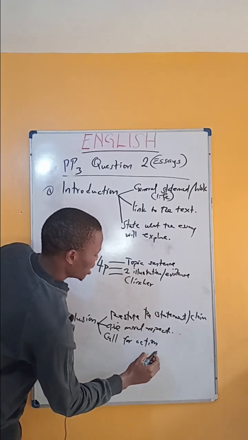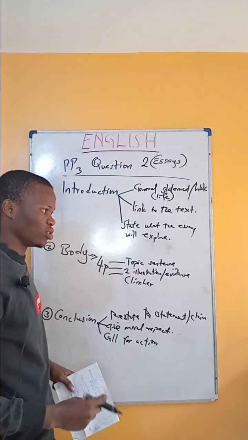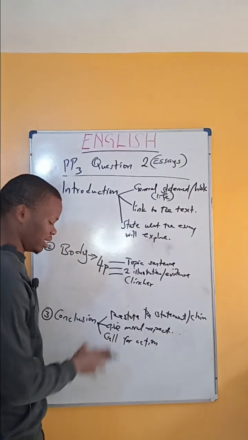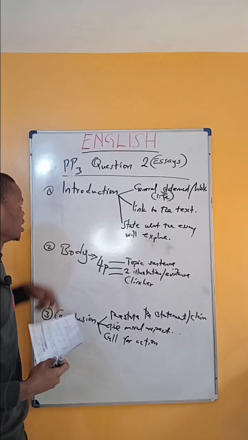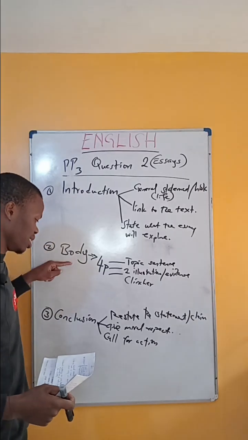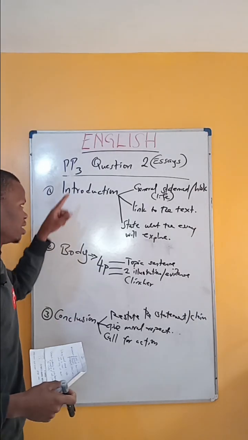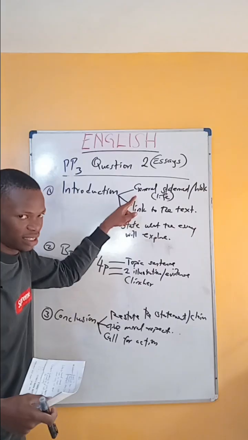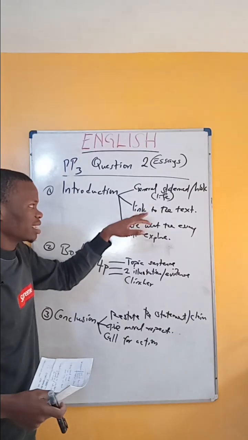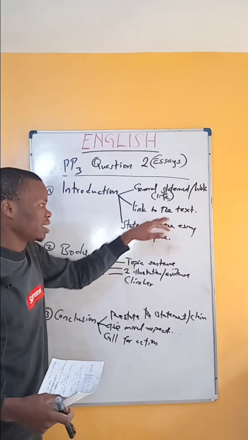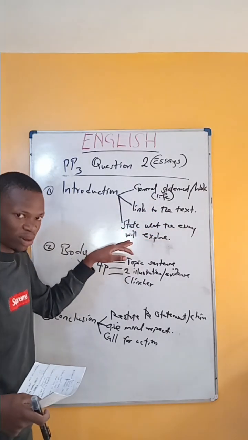What can we do now to do better in the society, or to better the society? The 3 things. Now, this is the structure of an essay. I'm saying that number 1, it has the introduction, the body, and the conclusion. Now, the introduction must have at least 3 things: the general statement or the hook in life, link that general statement to the text, and lastly, what the essay will explore.